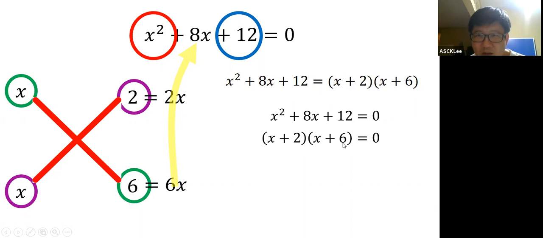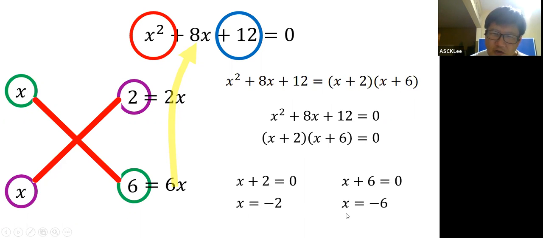Once you have replaced that, think of the rule again, the zero product rule or zero product property. x plus 2 must be equal to 0, therefore x equals minus 2. x plus 6 is equal to 0, so x equals minus 6. So at every stage, know what you are applying. Sometimes teachers, in the excitement of solving things, don't tell you why these steps are there. What are you applying here? You're applying the zero product property or zero product rule.